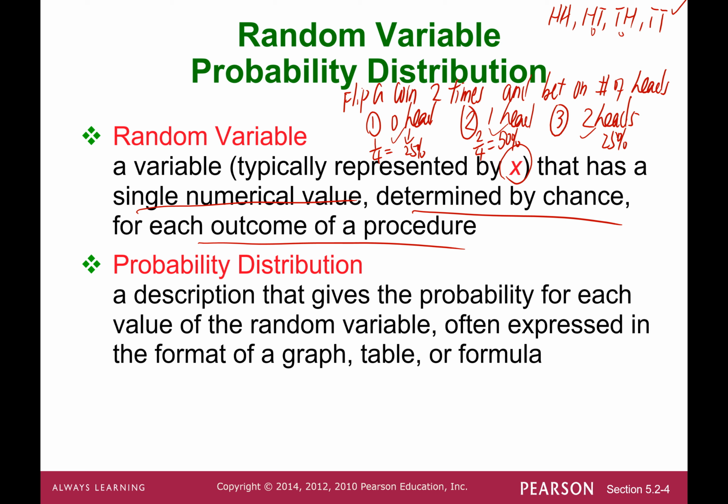2 over 4 and then 1 over 4. Okay, that exactly explains what a random variable is here. And probability distribution is the distribution that gives the probability for each value of the random variable, often expressed in a graph, table, or formula.